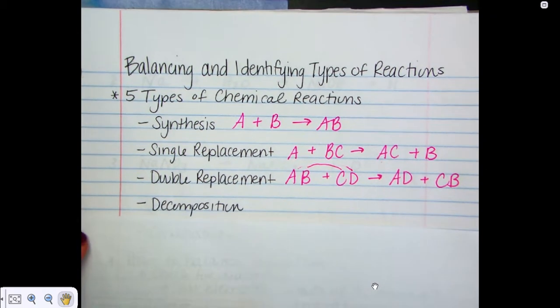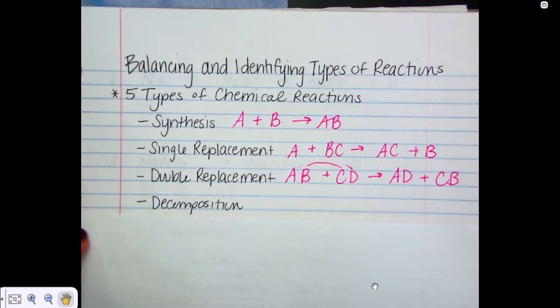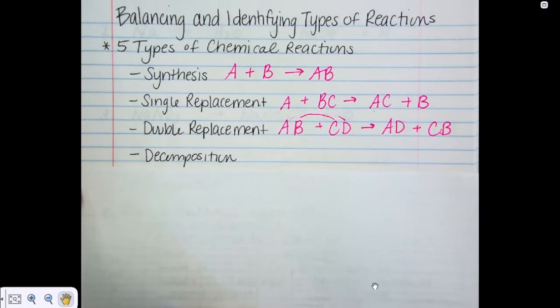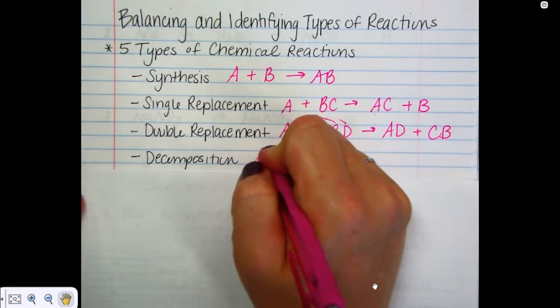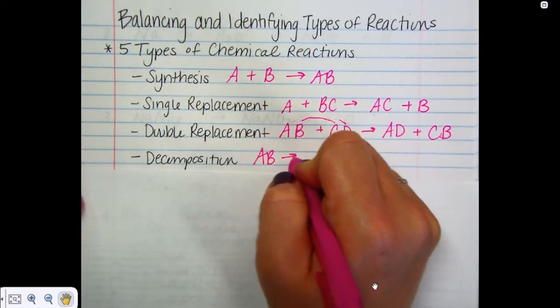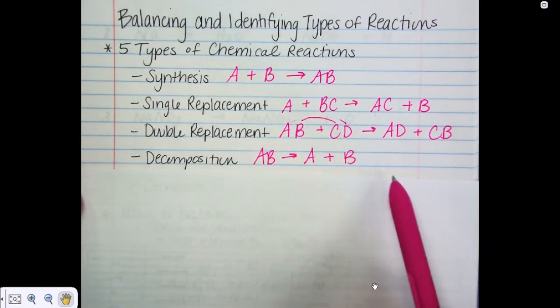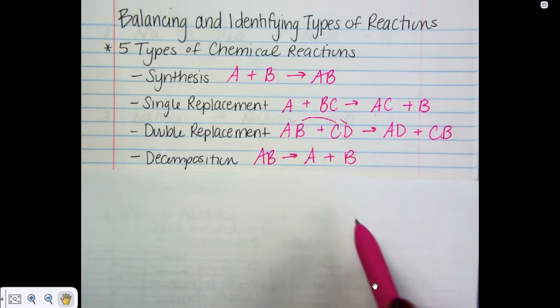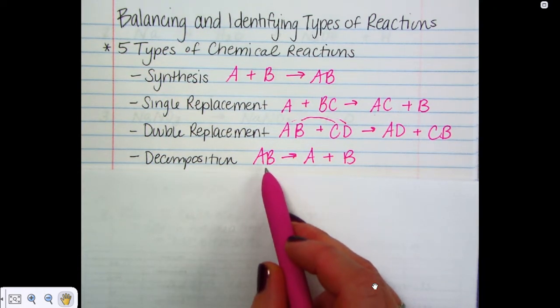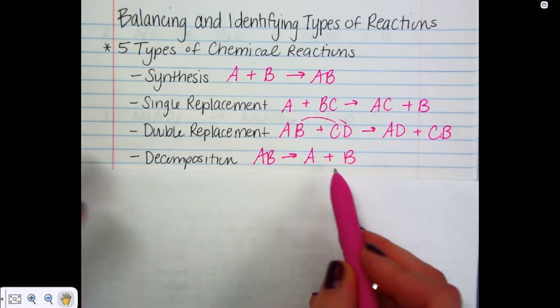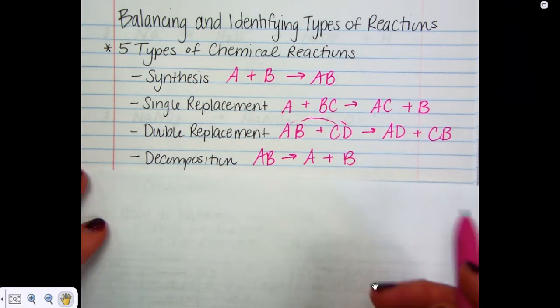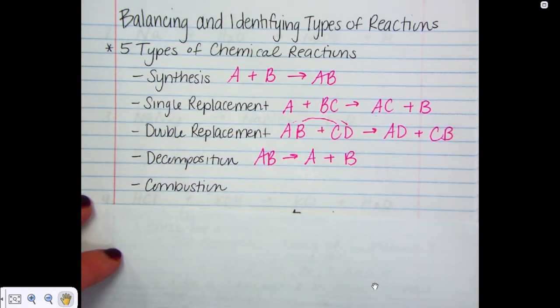Decomposition is just like what it sounds like, where something is going to break down into its component parts. So the simple form, AB yields A plus B. It doesn't necessarily have to be 2 parts. It can be 3 parts or 4 parts, but you're going to have one thing on the reactant side and then 2 or more things on the product side. And then our last one is combustion.